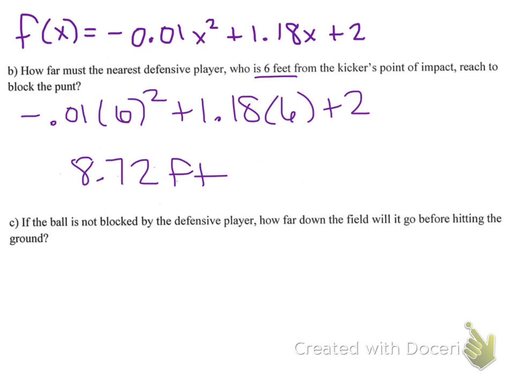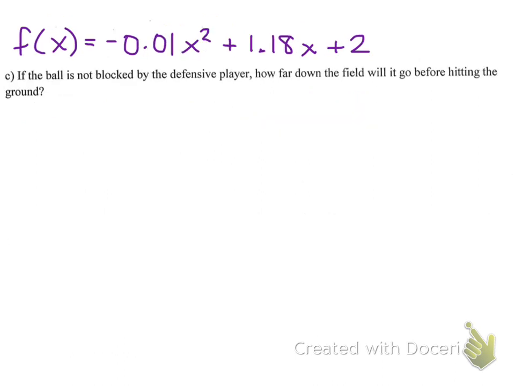So I'm actually going to do letter C on the next page just so we have more room. So it says if the ball is not blocked by the defensive player, so we're assuming no one touches the football, it's going to be punted, it's going to travel, and it's going to land on the ground. We want to know how far down the field will it go before hitting the ground. So this would be the distance that it travels. So that's going to match up with our x-intercepts.